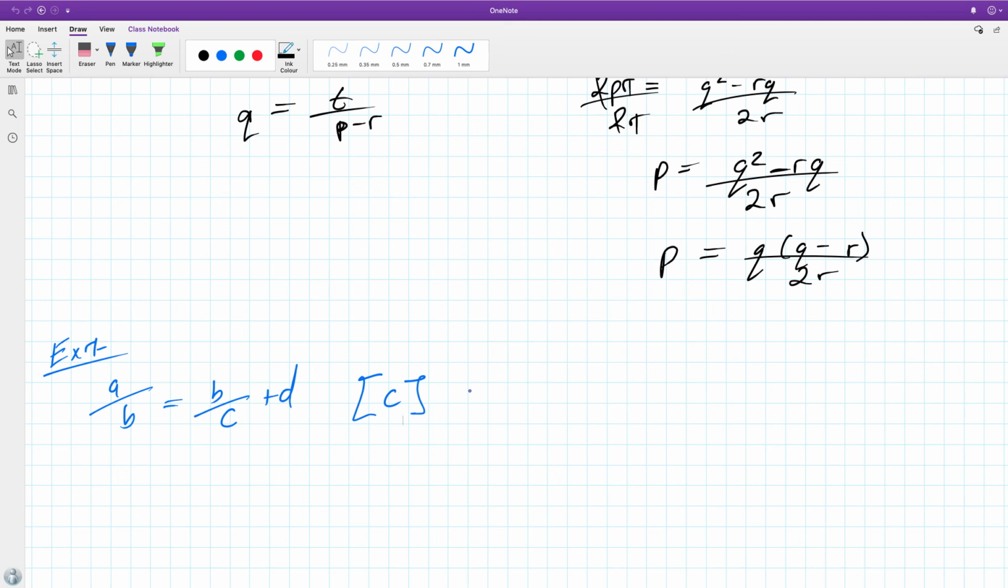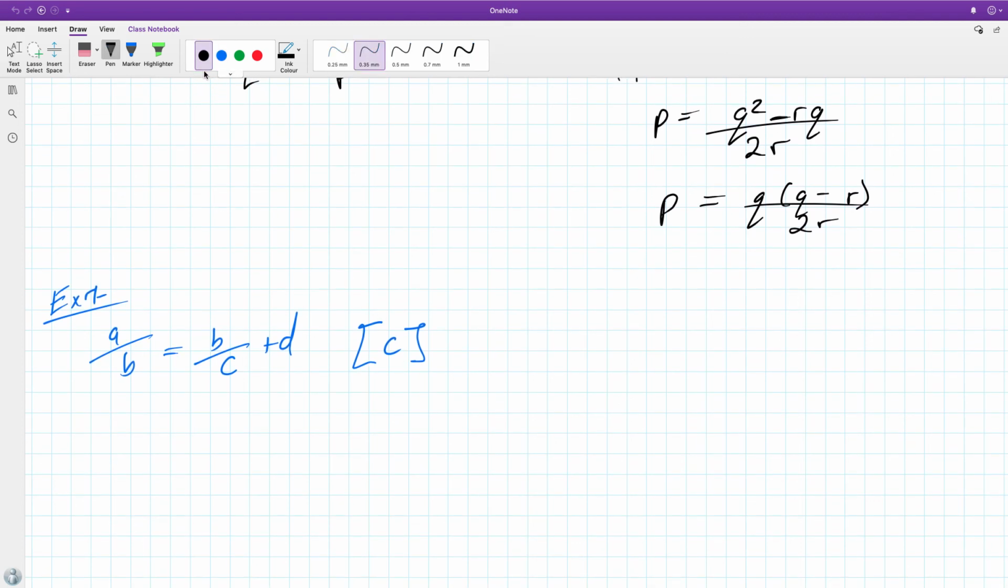It's always going to end up you taking out a common, whatever you're looking for. Nearly always. I'll have to double check it now just to make sure. So it's A over B is equal to B over C plus D. So once again, BC, BC, BC, B's knock, C's knock. AB is equal to B squared plus DBC.